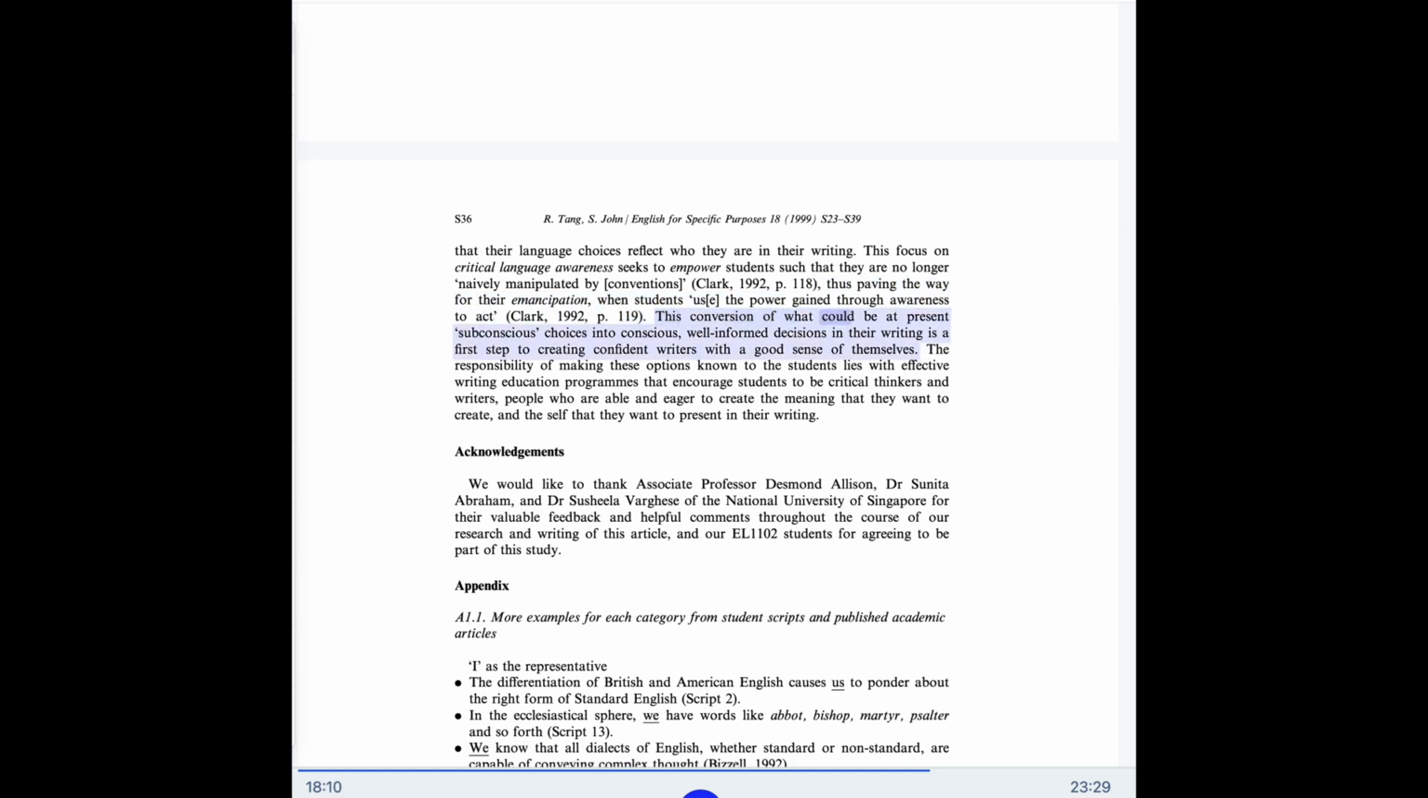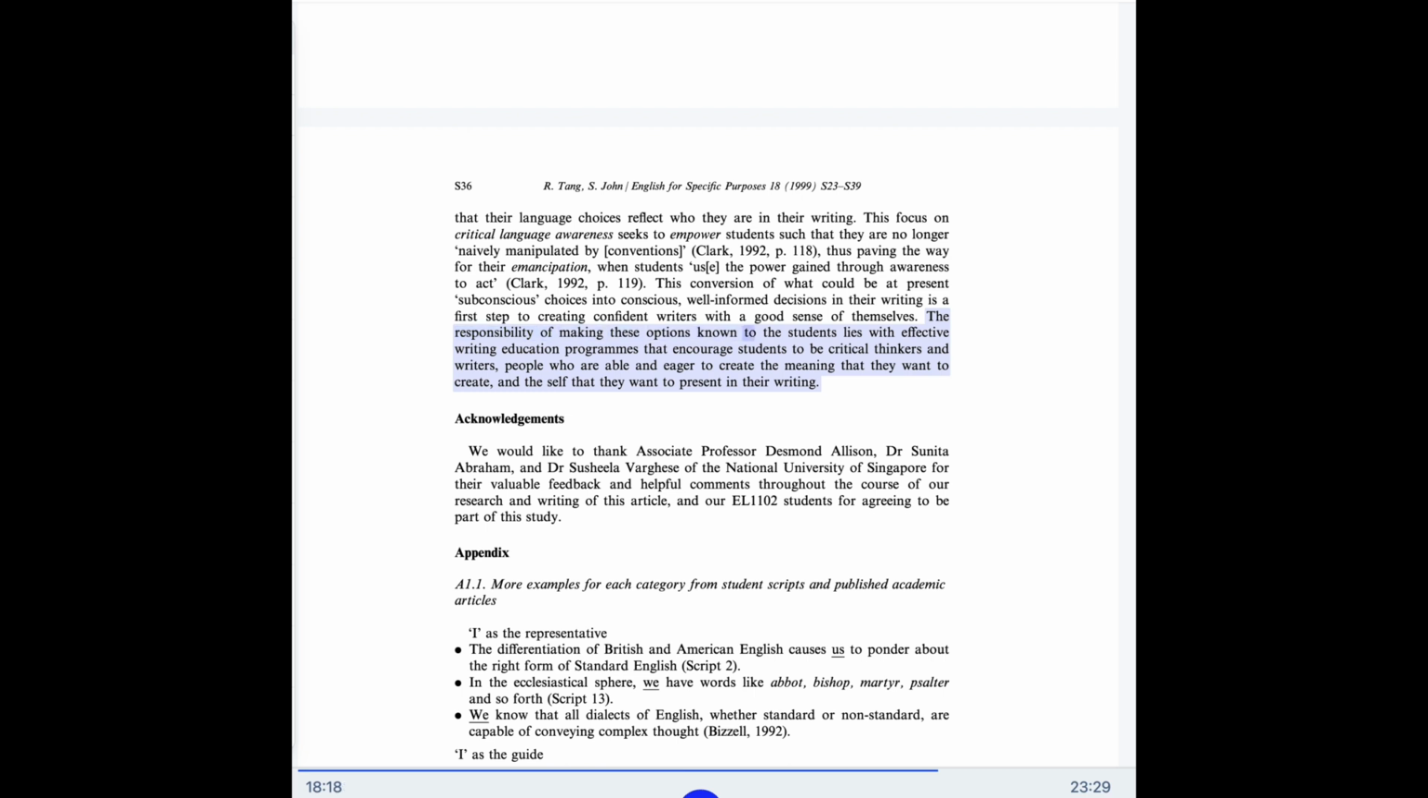This conversion of what could be, at present, subconscious choices into conscious, well-informed decisions in their writing is an important step to creating competent writers with a good sense of themselves. The responsibility of making these options known to the students lies with the active writing education programs that encourage students to be critical thinkers and writers, people who are able and eager to create the meaning that they want to create and the self that they want to present in their writing.